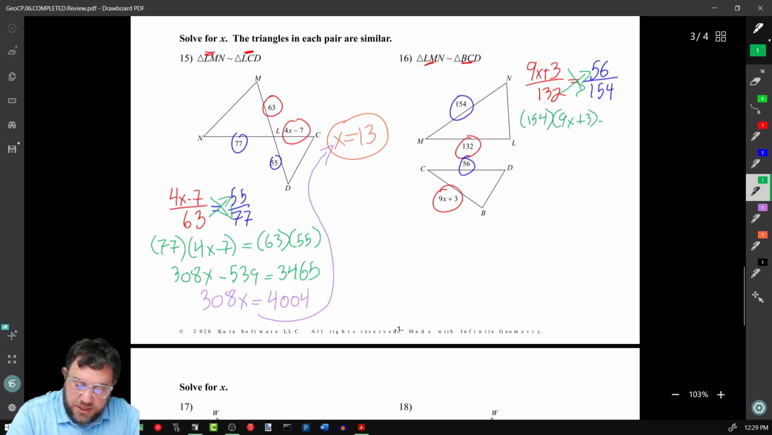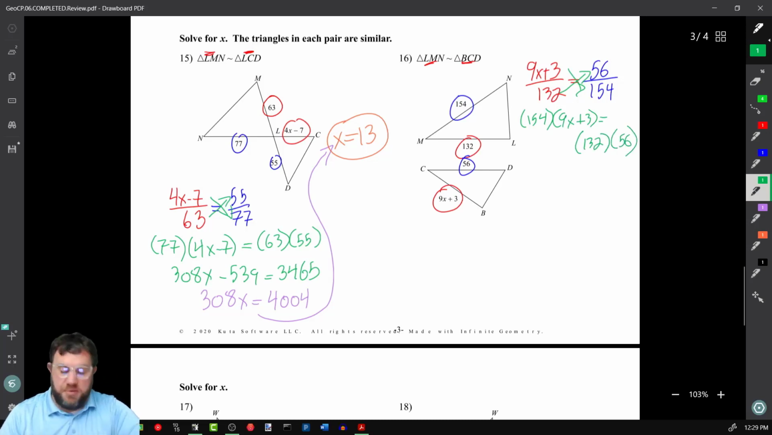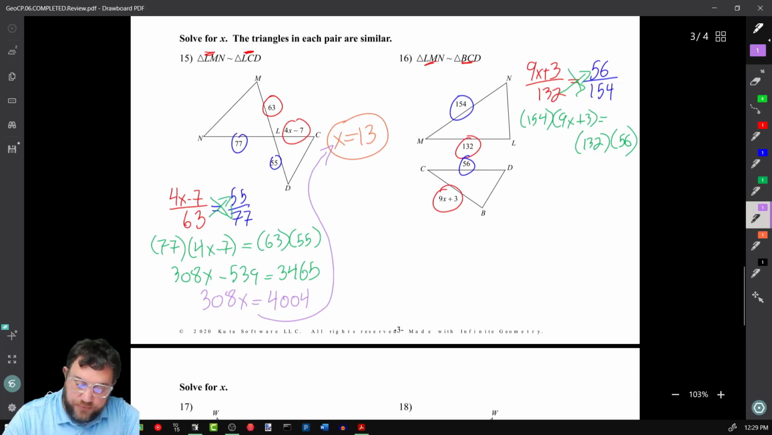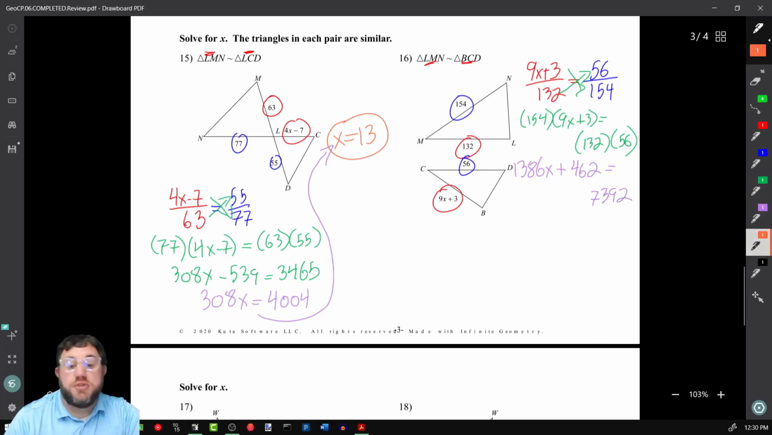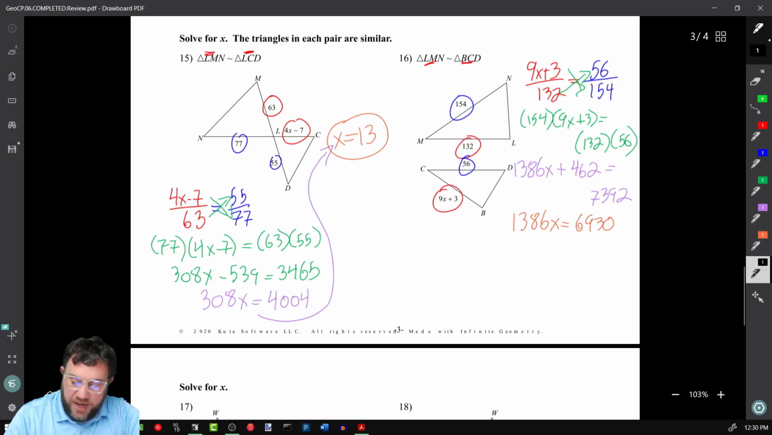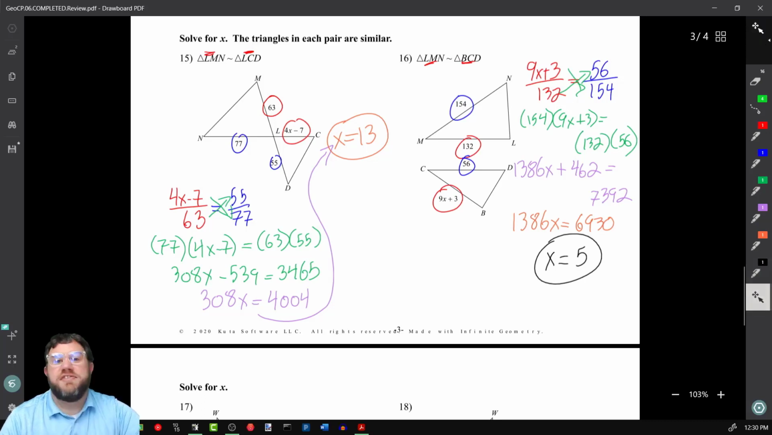154 times 9x plus 3 equals 132 times 56. I had to split that up on two lines just because I'm running out of space. So that's going to give us 1,386x plus 462 equals 7,392. We'll subtract 462 from both sides. So 1386x equals 6930. Divide both sides by 1386. So x equals 5.